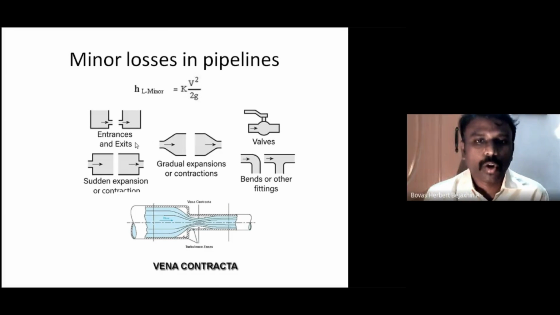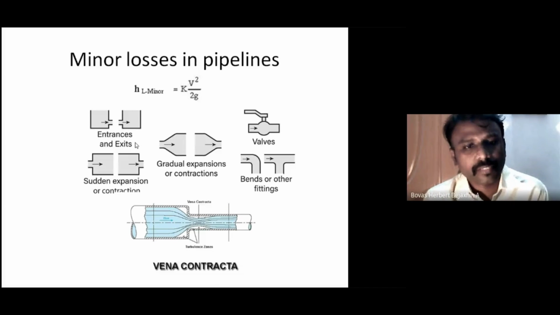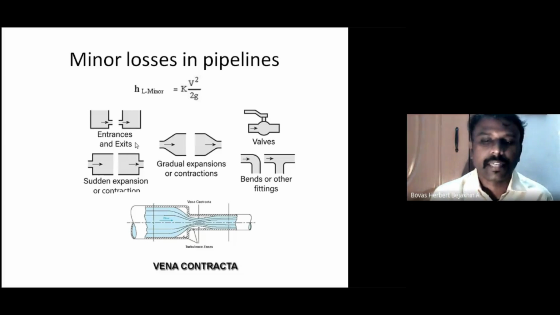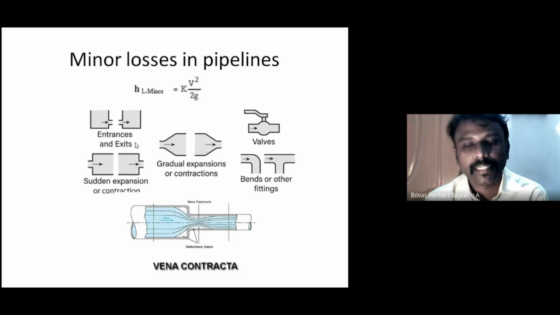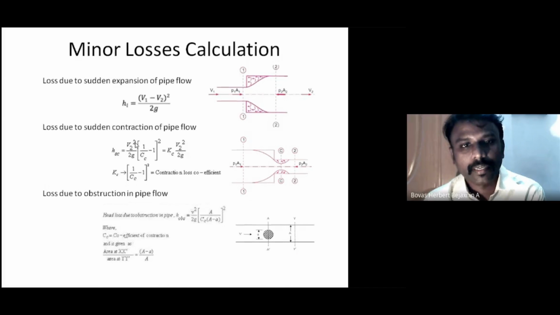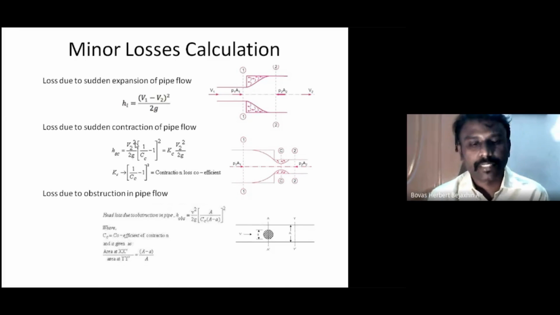What are the minor losses in pipeline? Minor losses means losses due to the changing section, especially entrance and exit losses, sudden expansion, sudden contraction, because of the pipe fittings, valves, and joints. So that will reduce the flow rate or pressure of the flow. So here I have mentioned the various minor loss calculations.